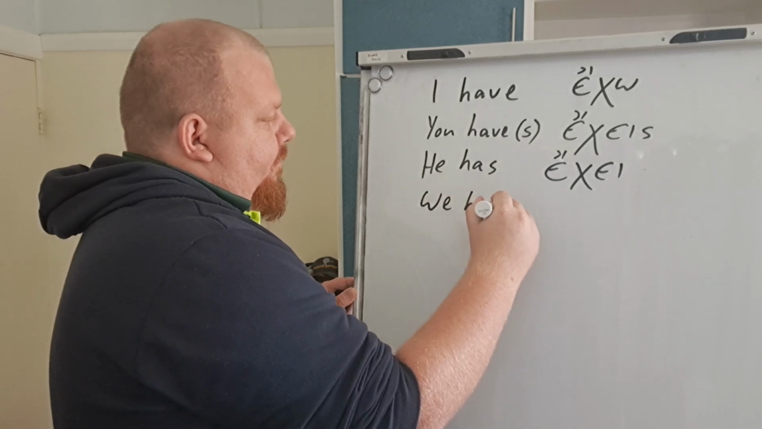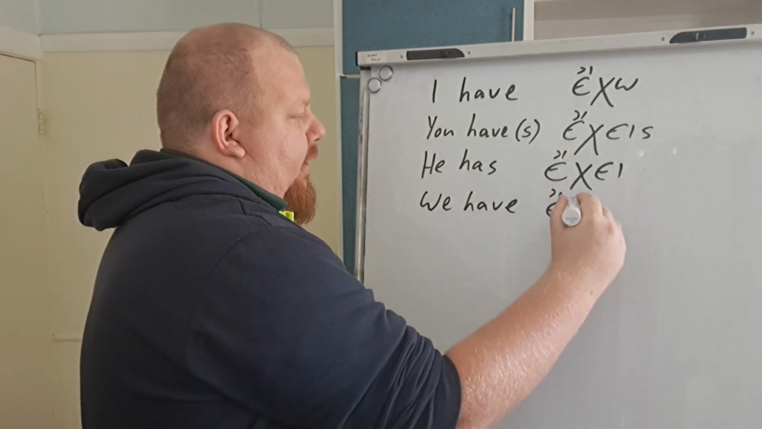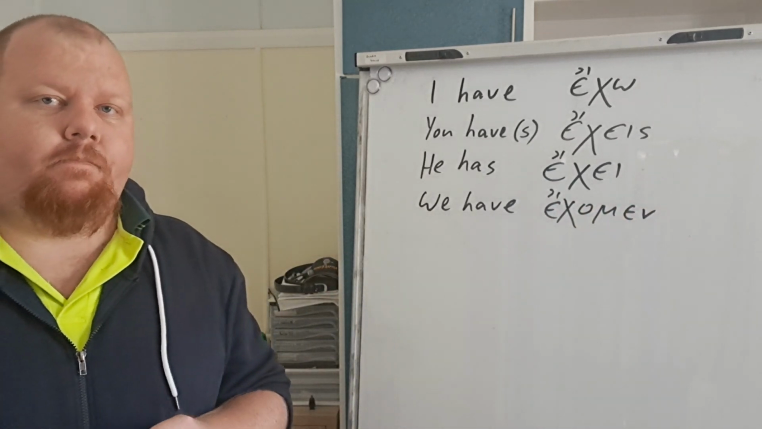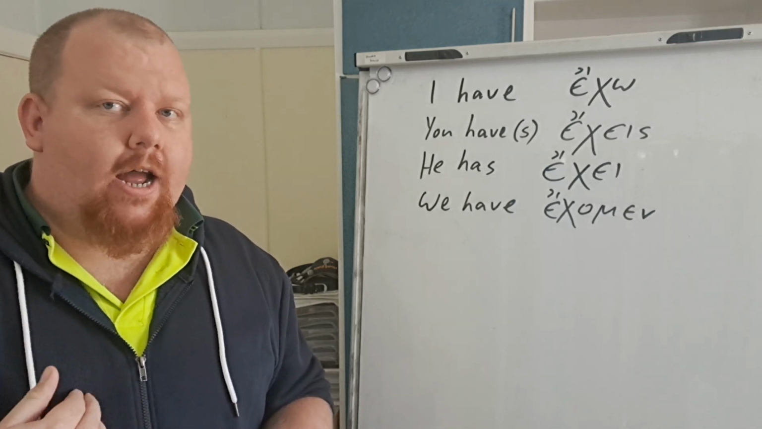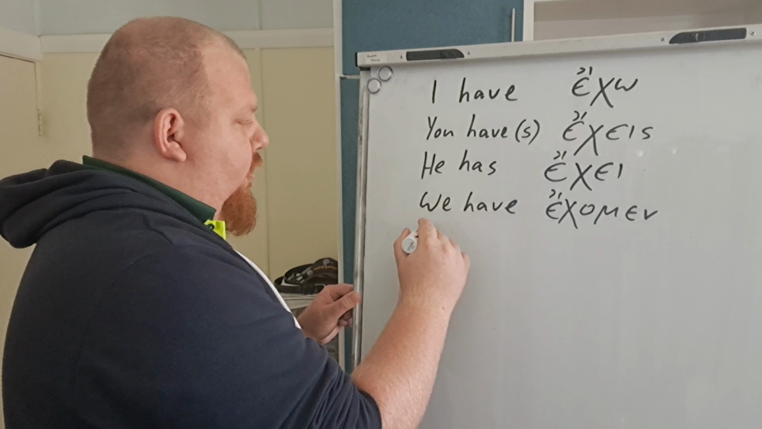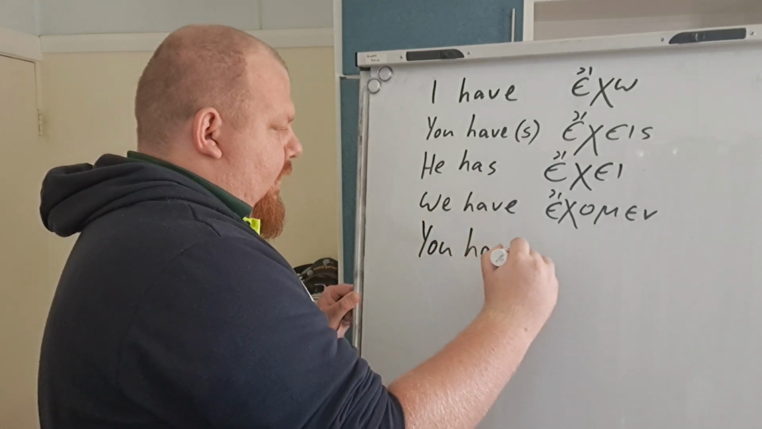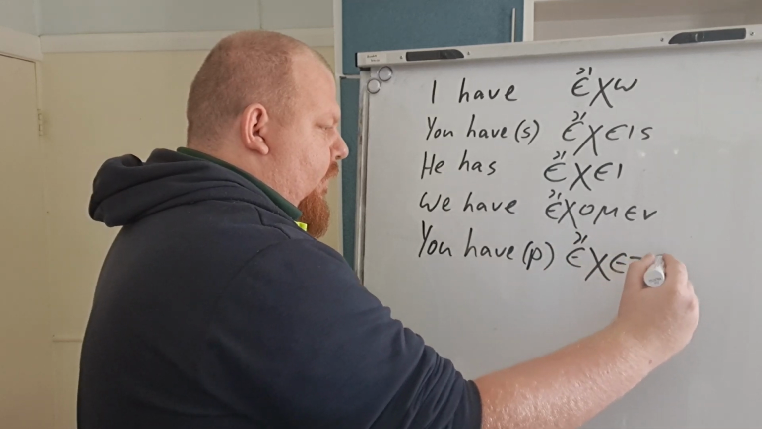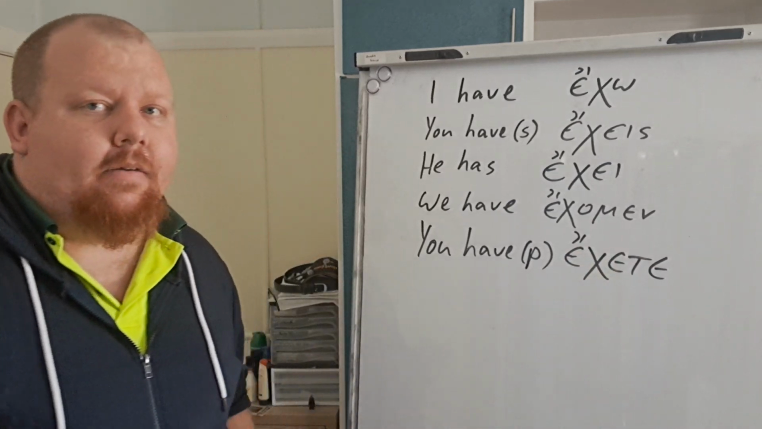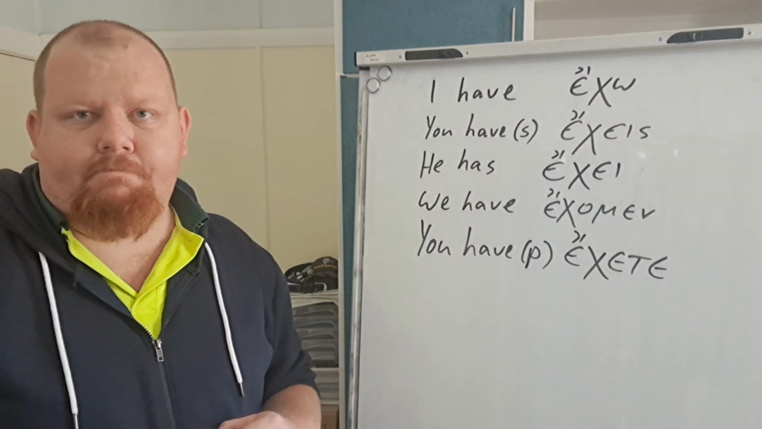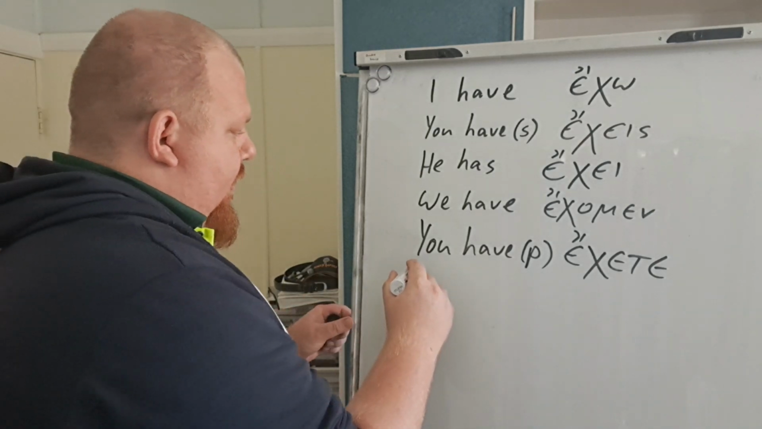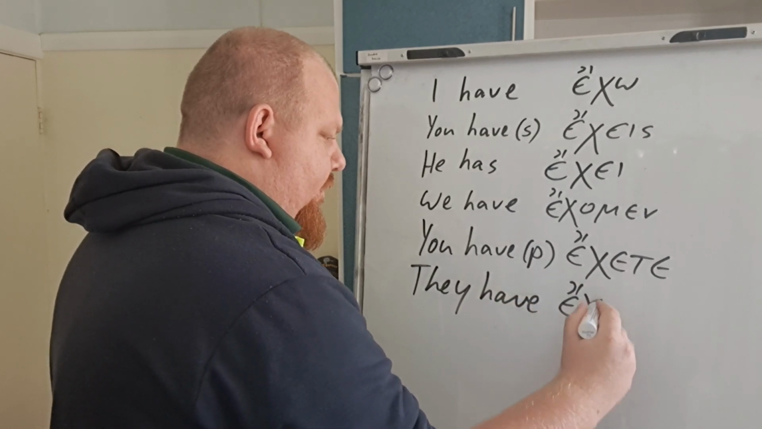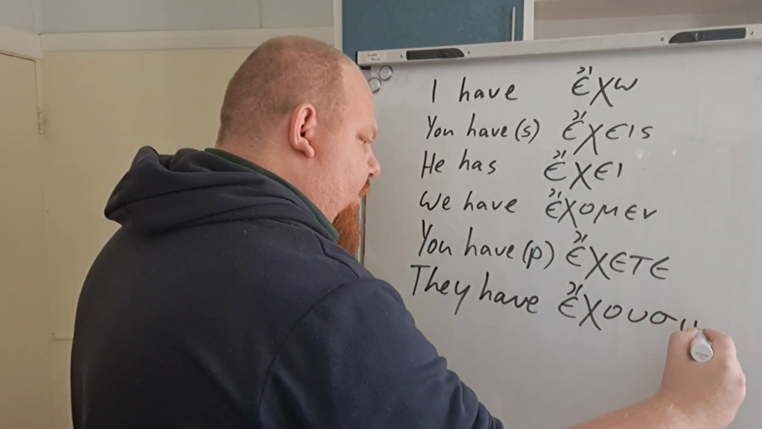We have is echomen. Echomen. You have, in the plural, echete. They have, echusen.